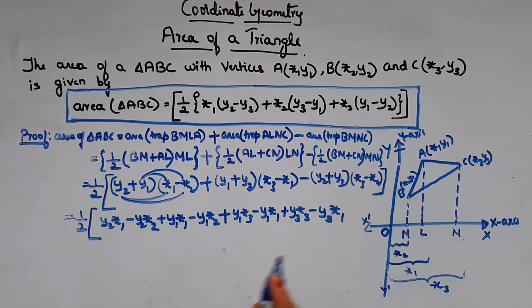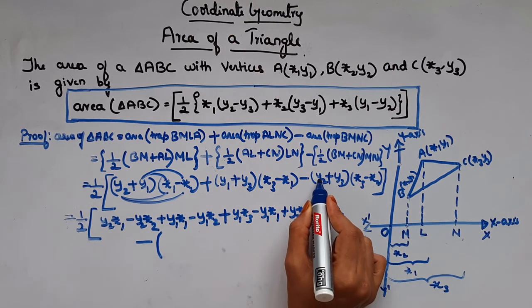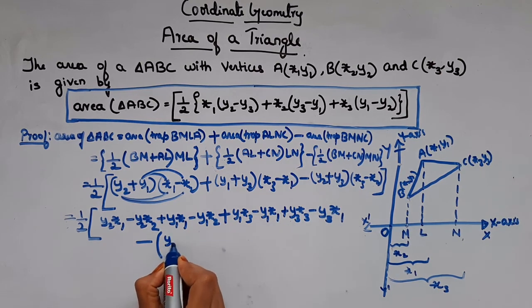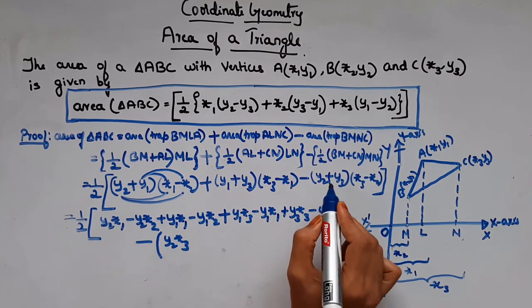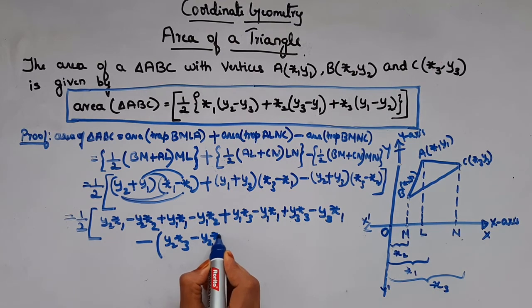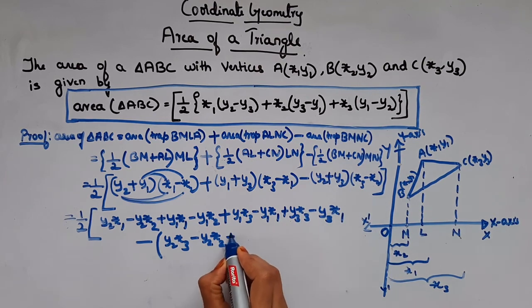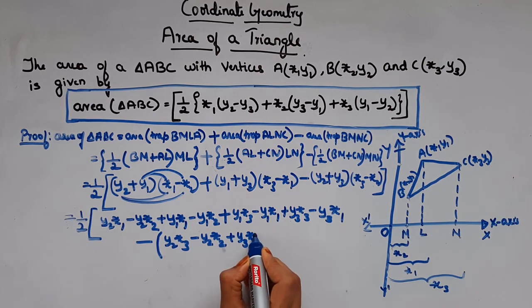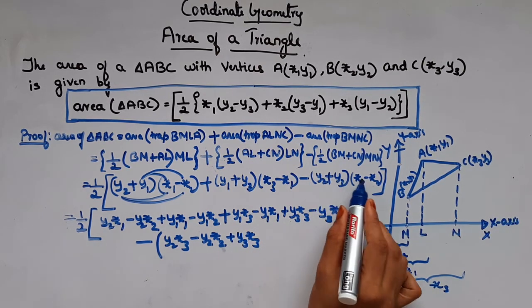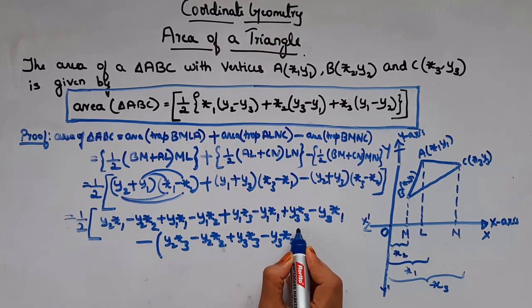So now let's multiply these two terms. Here we have minus, let's keep that minus outside. So plus into plus is plus Y2 X3. Plus into minus is minus Y2 X2. Plus into plus is plus Y3 X3, plus into minus is minus Y3 into X2.